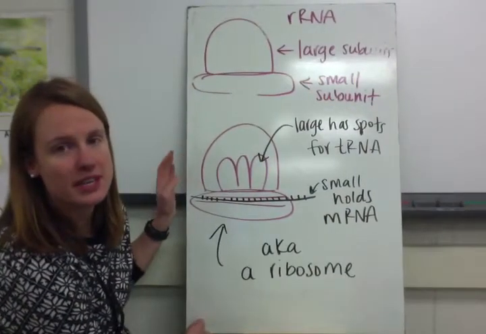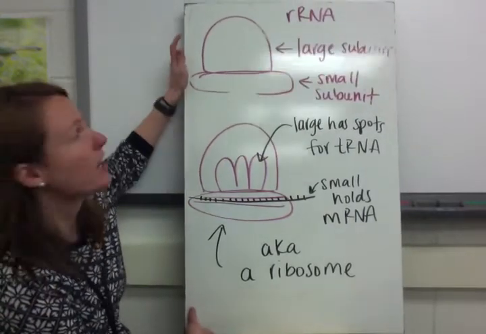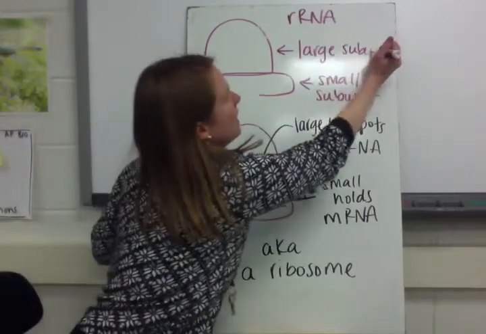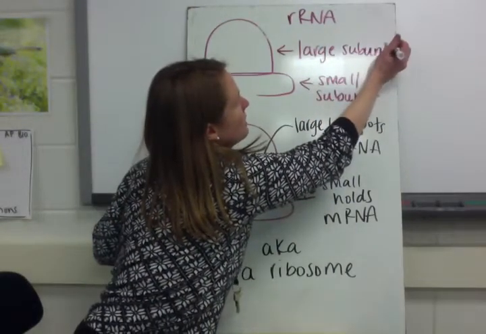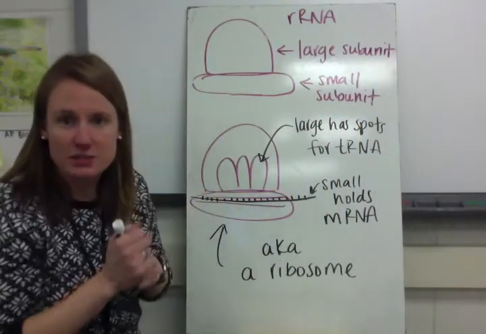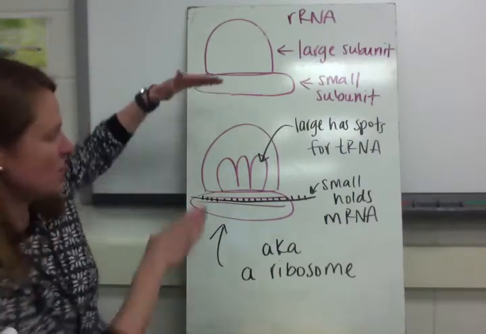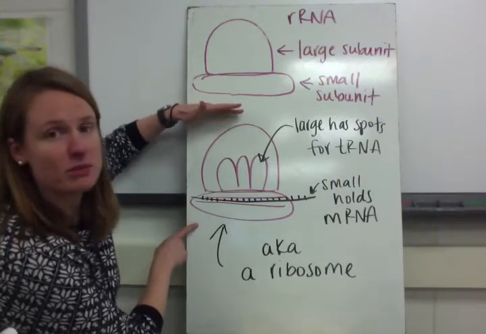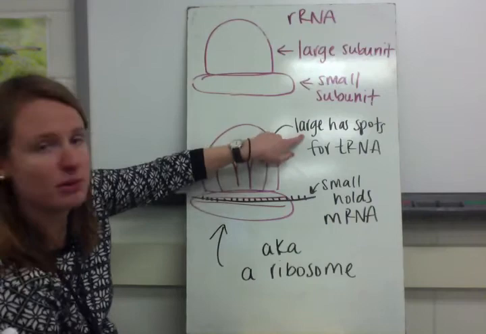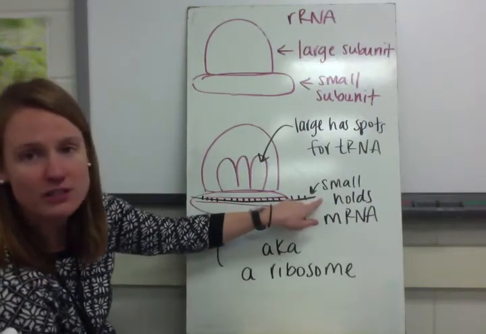So a little bit more detail about rRNA, ribosomal RNA. It's made of a large subunit and a small subunit. Sorry, things kind of got smudged here. It's kind of self-explanatory. The large subunit is the big one, the small subunit is the little one. In each ribosome, in each set of ribosomal RNA, there are spots for tRNA in the large subunit, and there's a place for mRNA in the small subunit.